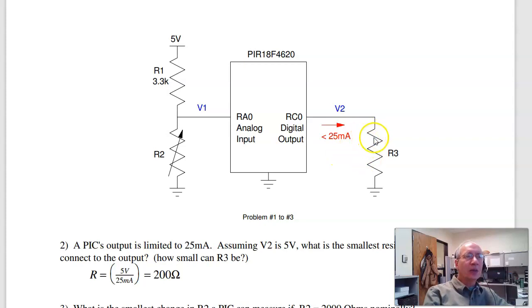What you need to do is add a 200 ohm resistor in series with the speaker, or have a load with an impedance of more than 200 ohms. Then the PIC can drive it directly.